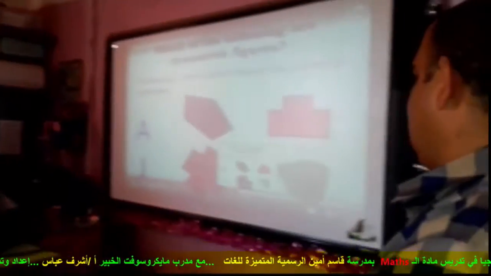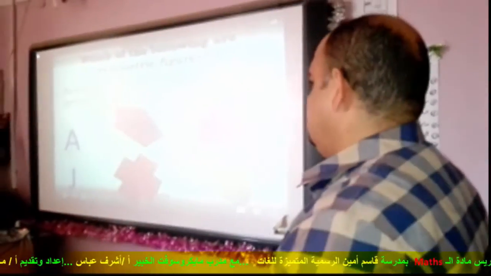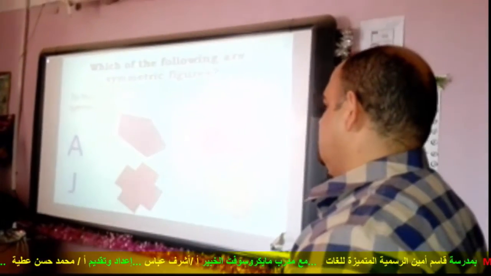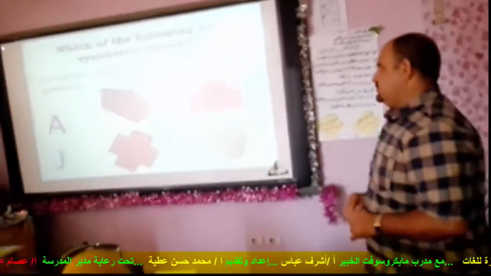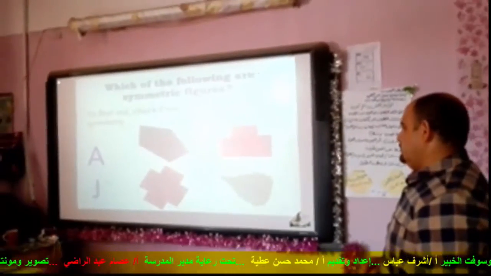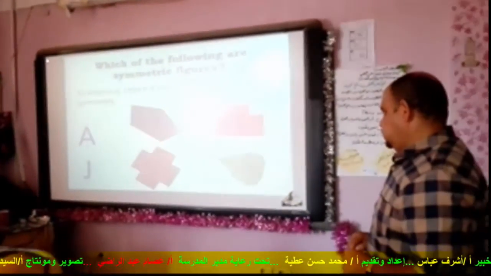So for this letter A, if I draw this line of symmetry down, you will notice that this half will fit exactly this half. So A is a symmetric figure, but for J, no matter how much I try to divide like this, no, it doesn't work. Divide like this, no, it doesn't work as well. So J does not really have a line of symmetry, so J is not a symmetric figure. So A is a symmetric figure, J is not.